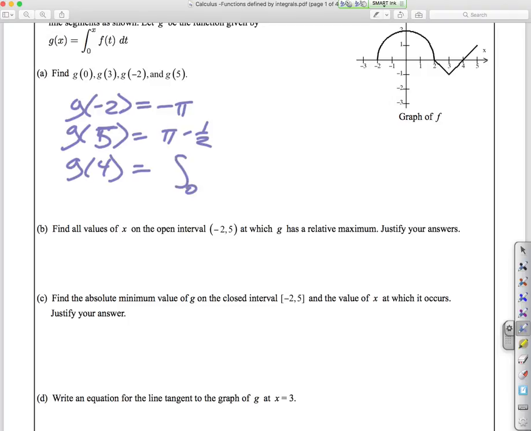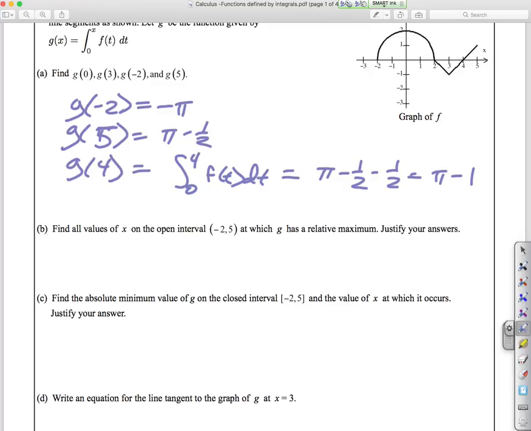Okay, so I need the integral from 0 to 4 of f of t dt. What did I already figure out in that interval? 0 to 3 was what? Pi minus 1/2. So then I just need to go one more step. What else do I need to put with that to get G of 4? Another minus 1/2. So that means we get pi minus 1.